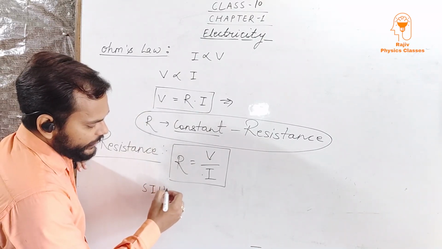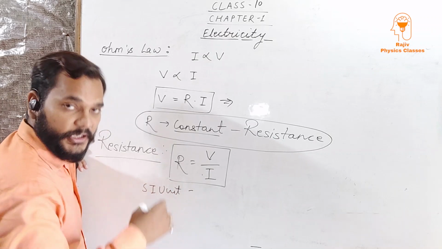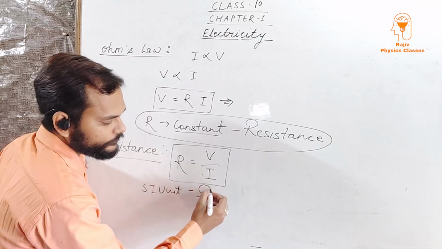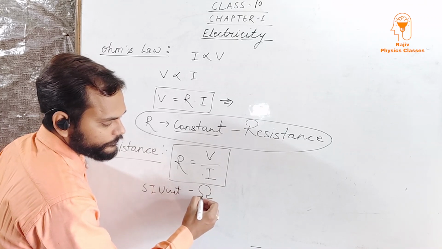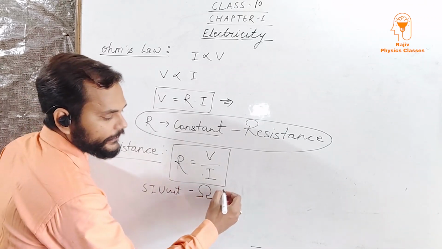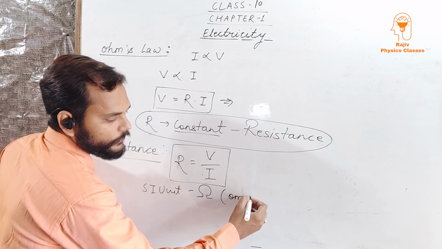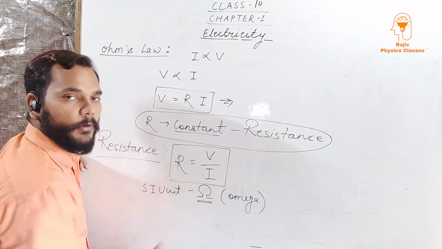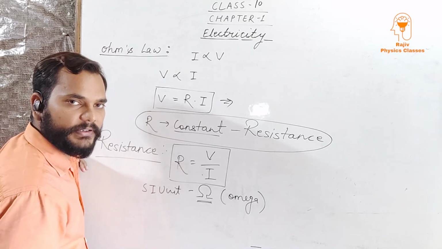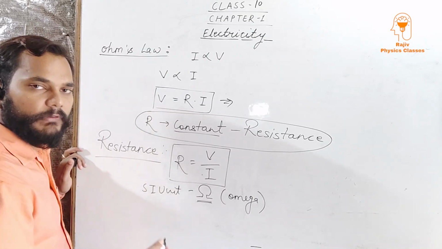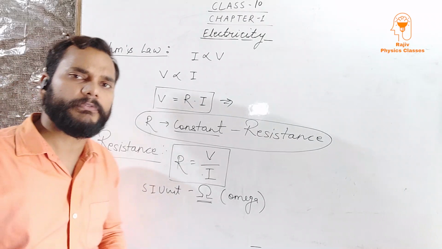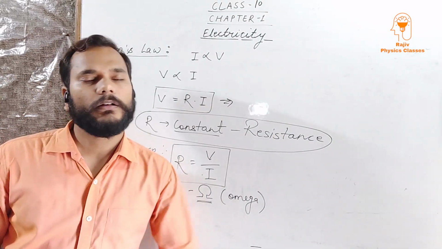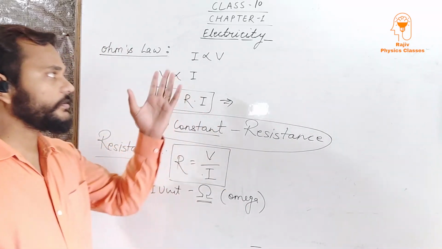The SI unit in which we measure resistance is ohm. It is a Greek letter which actually represents omega, but we pronounce it ohm. So what is the SI unit of resistance? Ohm. Whatever the value of the resistance of any conductor or wire, we always write it in ohm: 5 ohm, 10 ohm, 20 ohm, whatever it is.